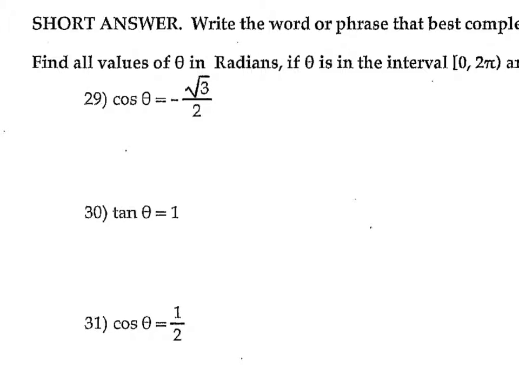Okay, I anticipate several questions here in 27, 26, 27, 28. But the first thing I want to do is look at 29 and see if we can get this to make sense, and then go back and look at those and see how they're connected, how they're related. Find all values of theta in radians if theta is in the interval from 0 to 2 pi.